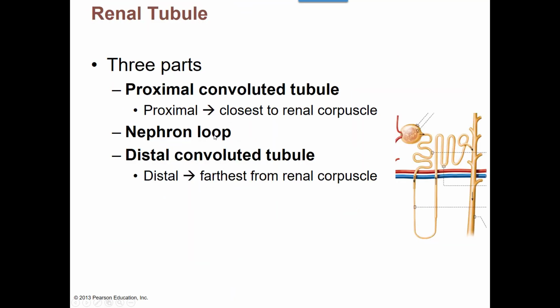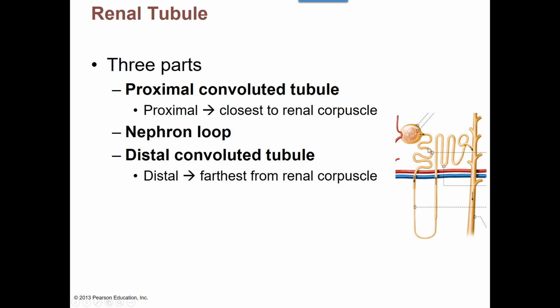So we're going to take that filtrate and it's going to go first into this area right here that's known as the proximal convoluted tubule. Proximal because it's closest to the renal corpuscle. Convoluted because convoluted means pretty much twisty, turny. It's a windy tube, so we call it convoluted. So it's proximal because it's close to that renal corpuscle, convoluted because it's twisty, turny, and it's a tube. That's where it gets its name from. That's the first part of the renal tubule.